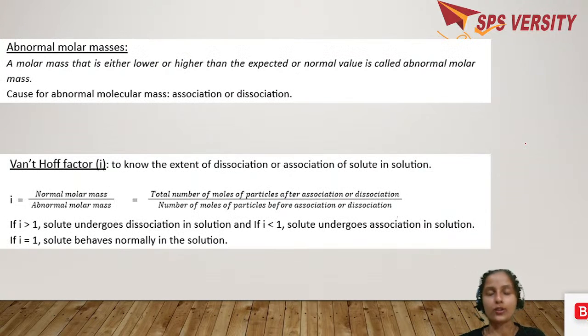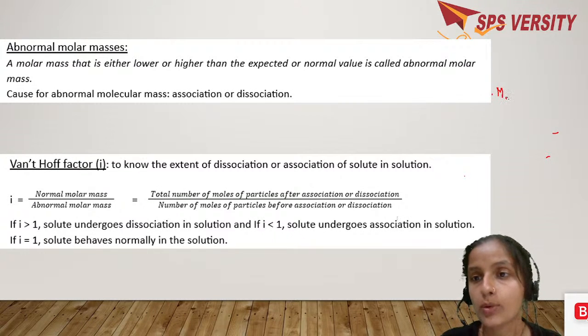Now, let's move on to abnormal molar mass. What is molar mass? The mass of 1 mole of a substance in grams, its unit is gram per mole, is called molar mass. And now, how do you measure the molar mass? In all the colligative properties, if you remember, when you rearrange the equation, you got M2 at the end, isn't it?